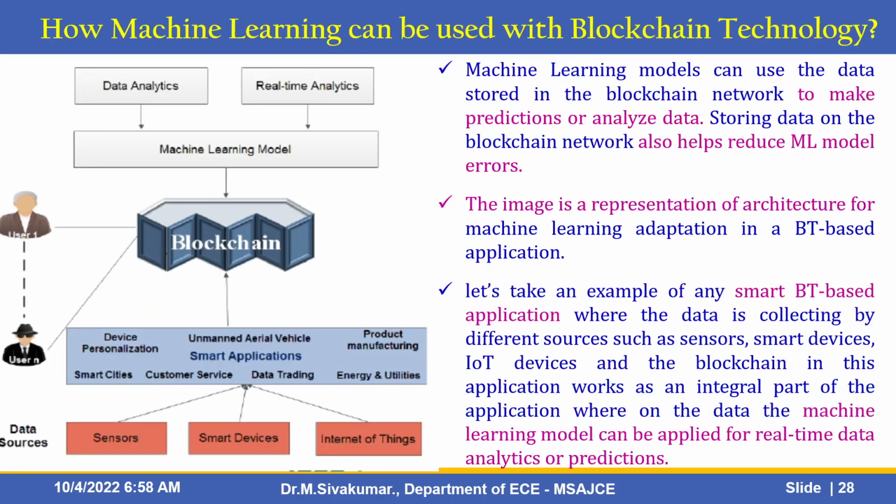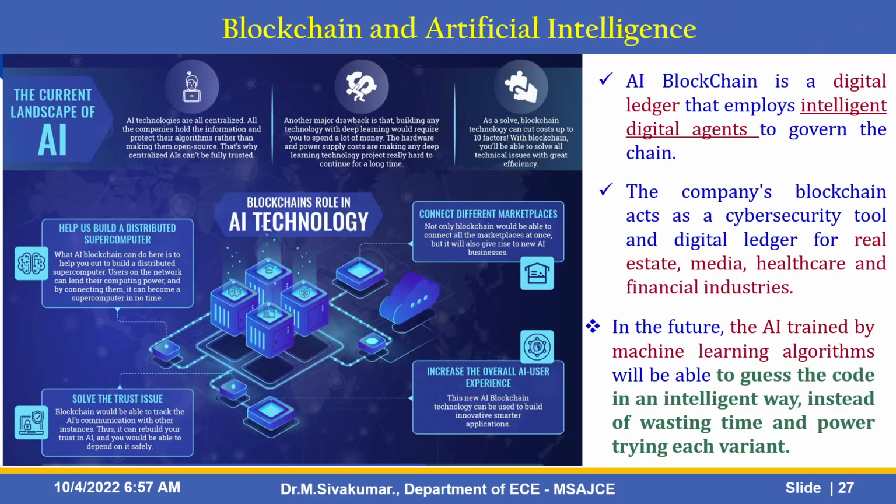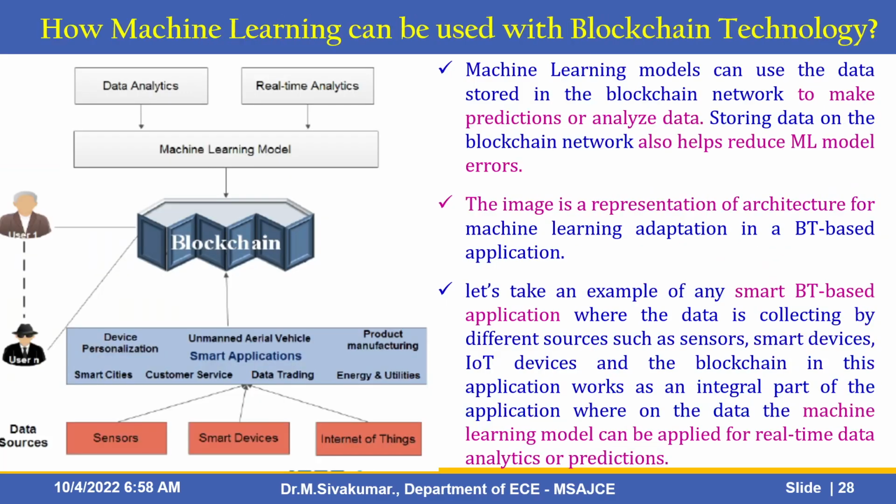The next one: how machine learning can be used. Previously, we saw artificial intelligence. Now, how machine learning can be used with blockchain technology. You can see this is blockchain technology with user 1 up to user n. These are the data sources. Here, data analytics and real-time analytics are combined with this machine learning model. After the machine learning model, it is applied with the blockchain.